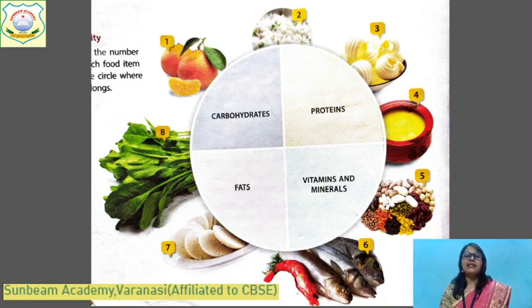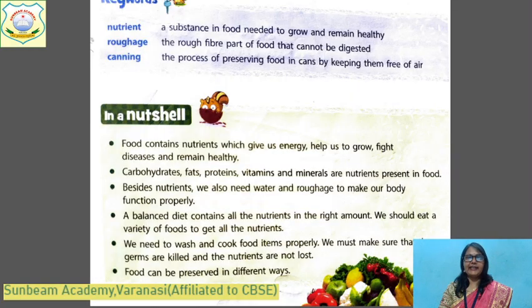We need all these nutrients in our food. Na? You are the smaller one. You must grow. You need bodybuilding food more. That is protein. So you must drink milk every day. Now, what are nutrients? A substance in food needed to grow and remain healthy. And the examples of nutrients: protein, carbohydrate, fat, vitamins and minerals.